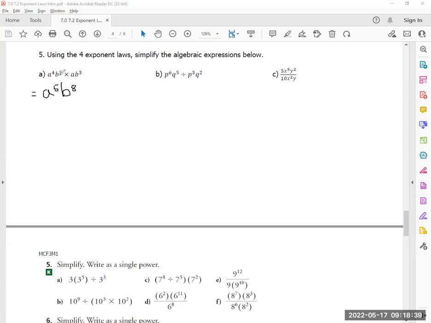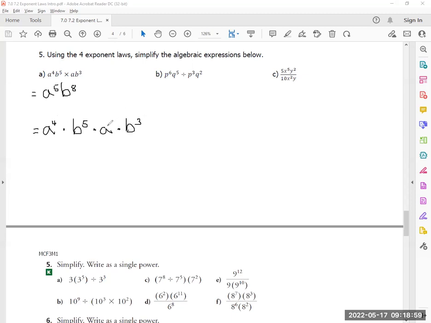So take a look at this. A to the power of 4 times B to the power of 5 times a to the power of 1, b to the power of 3 is actually the same as saying this. A to the power of 4 is multiplied with a to the power of 5, which is multiplying with a, which is multiplying with b3. Do you see it now?